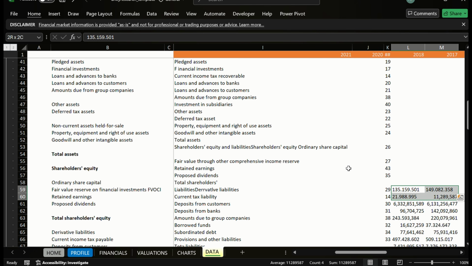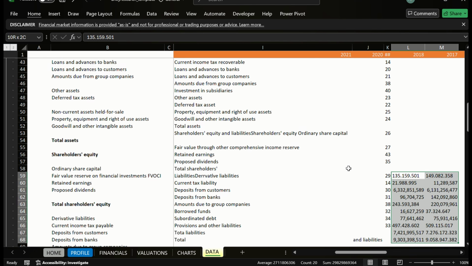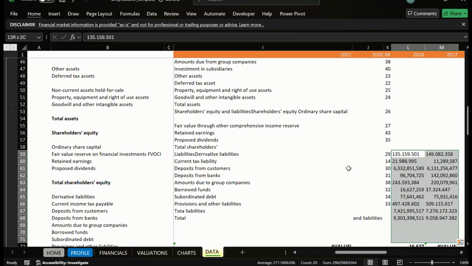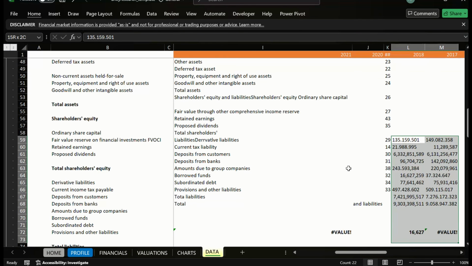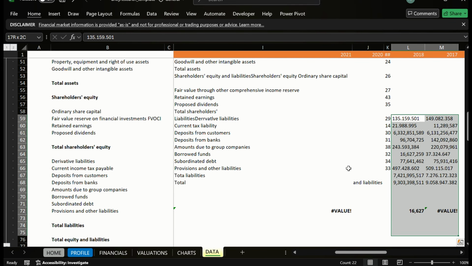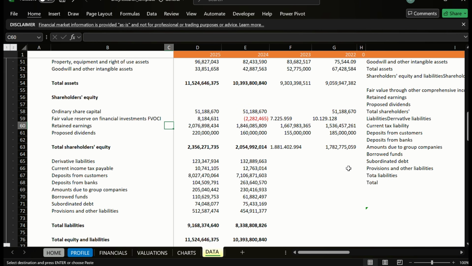Liabilities and derivative, current tax, deposits from customers, derivative liabilities, current tax liability, okay, deposits from banks, amounts due to groups, borrowed funds, subordinated debt, and provisions. So when we carry all of this, I think it will fit in here.